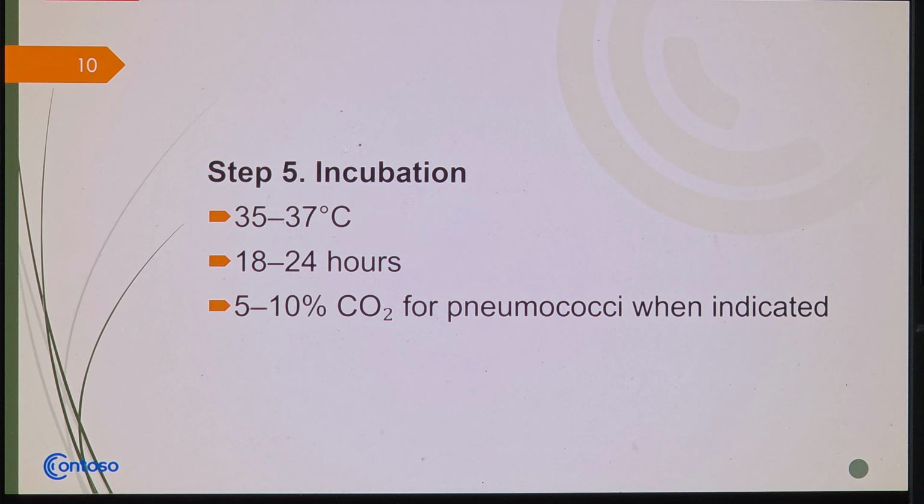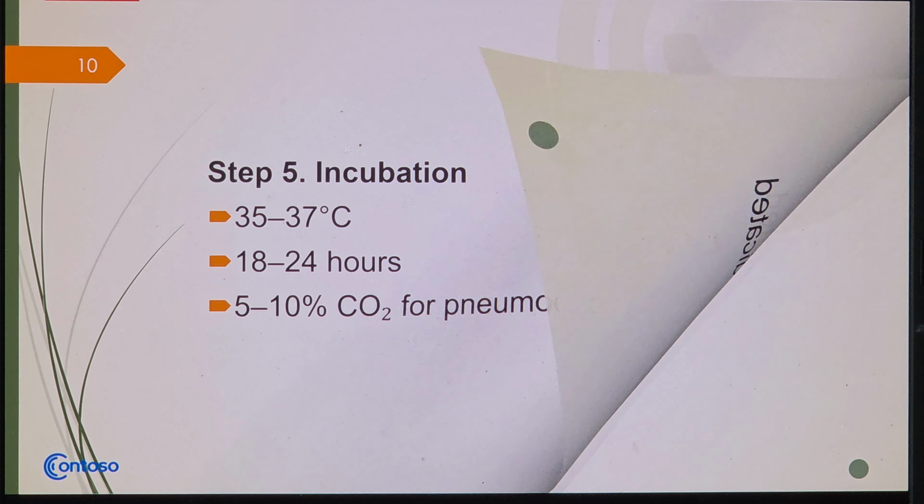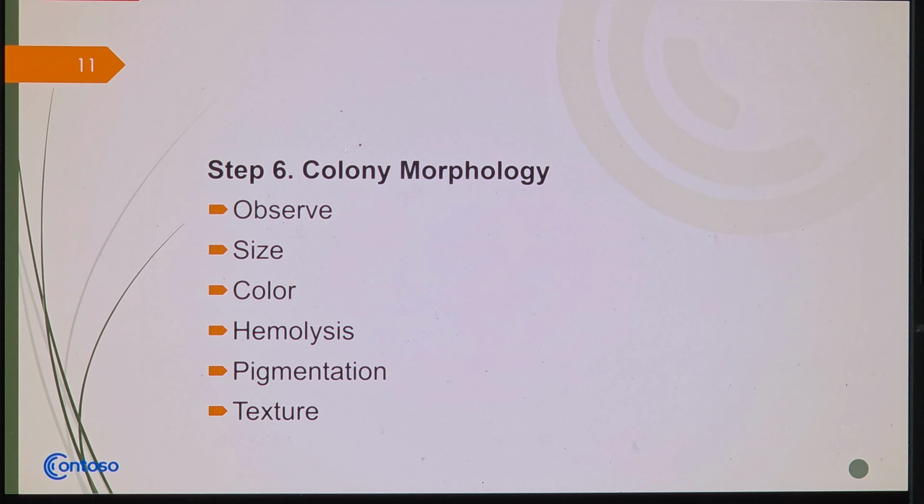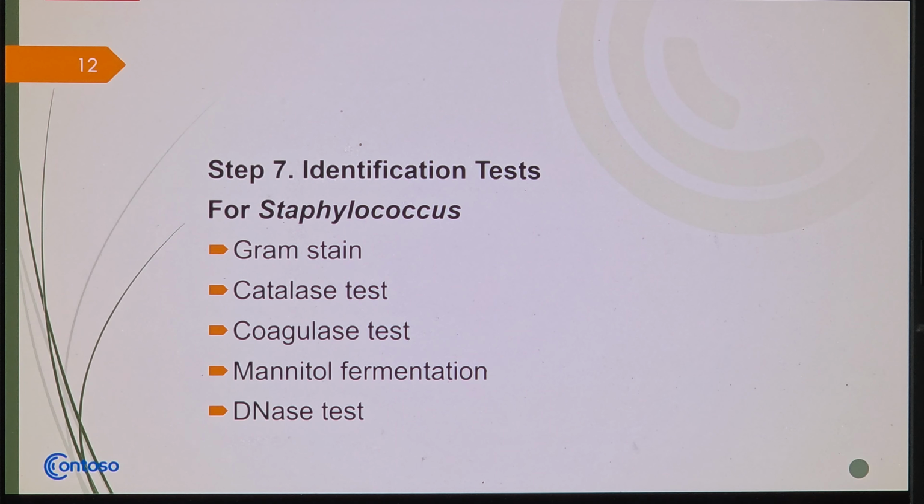Step 5 is the incubation, 35 to 37 degrees centigrade, time 18 to 24 hours, with 5 to 10% carbon dioxide for pneumococci when indicated. Step 6, colony morphology. Observe the size, color, hemolysis, pigmentation and texture of the colony.